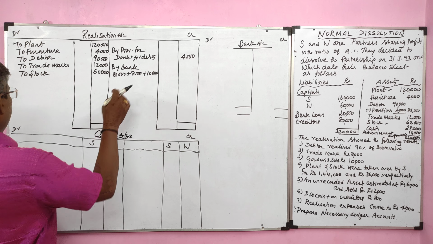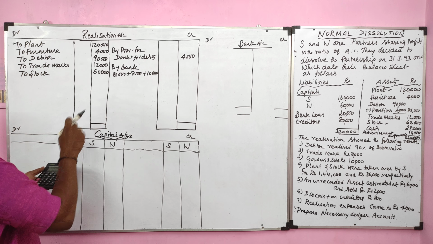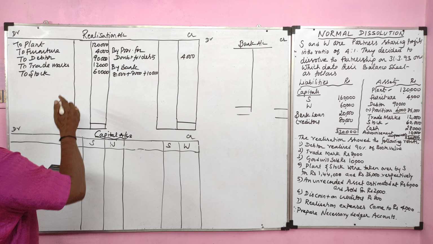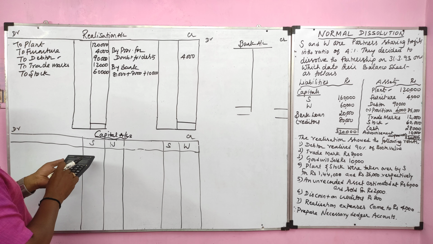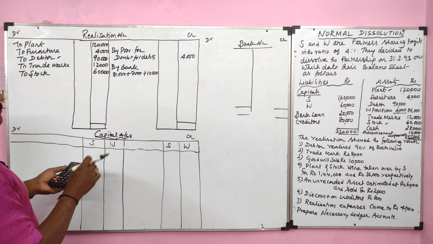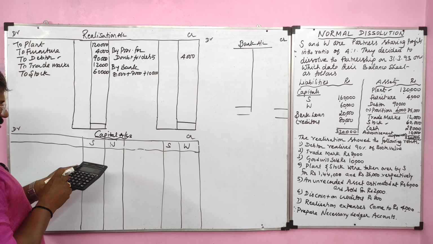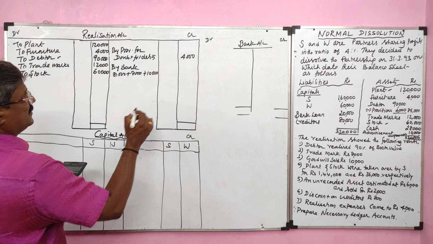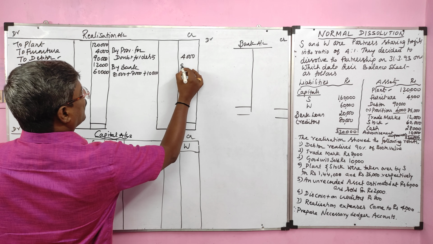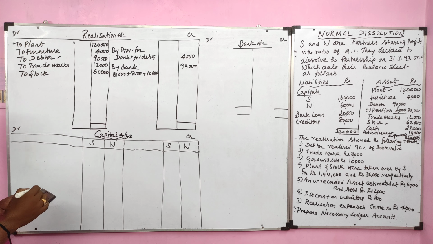First we will close this. So the assets are realized. Debtor realized 81,000, then trademark realized at 8,000, goodwill realized at 10,000. So the total assets realization is 99,000. The entry is bank account debit to realization.